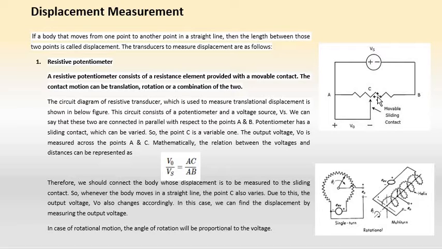Now in case of rotational motion, what should we do? In case of rotational motion, the potentiometer from A and B should be in a circular or round manner. You can see in the figure below, the first one is a single turn potentiometer, and the second one is a multi-turn potentiometer.